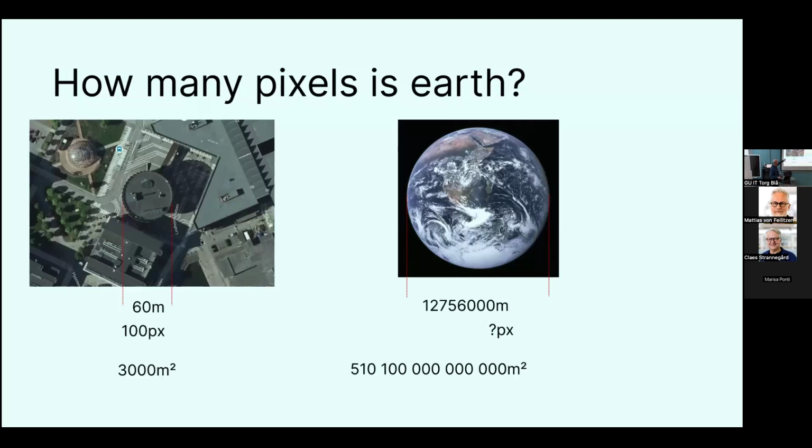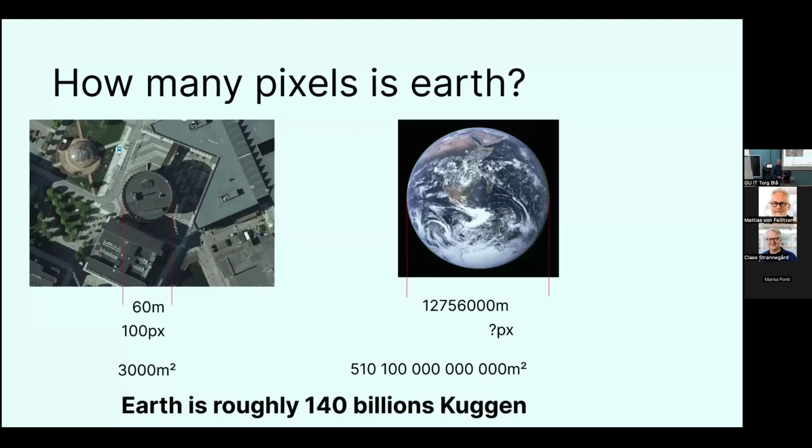So Kuggen is about 3,000 square meters in surface area, and Earth is about 510 trillion, something like that, right? Quadrillion, I don't remember. Anyway, Earth is roughly 140 billion Kuggen. So you can fit 140 billion Kuggen on Earth, right? And that's about 1.4 quadrillion pixels. A lot of pixels. It's about a petabyte if each pixel is 1 byte, which is a little bit too much for these phones currently. Maybe not in the future, but currently it's a bit too big.